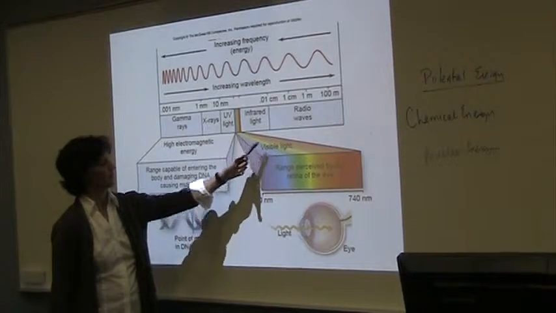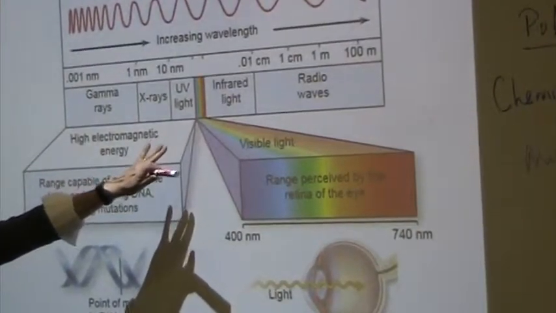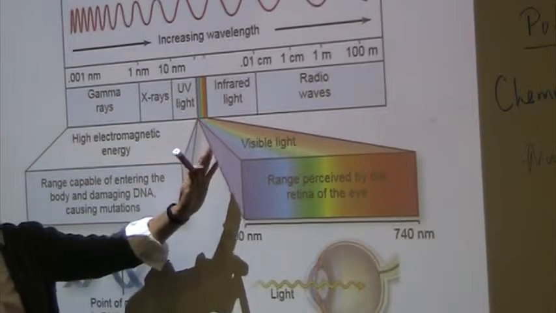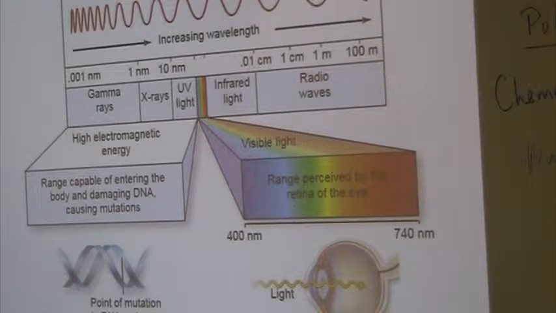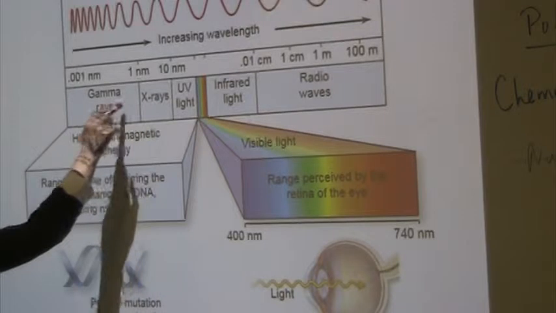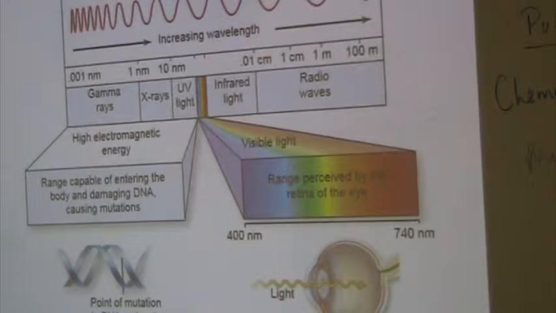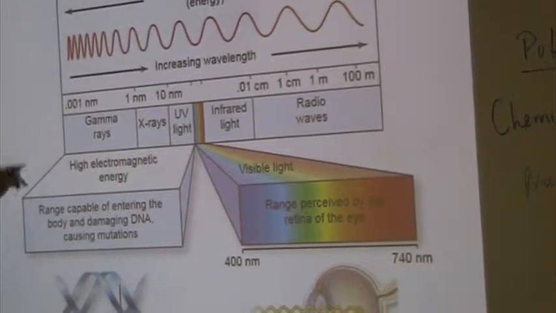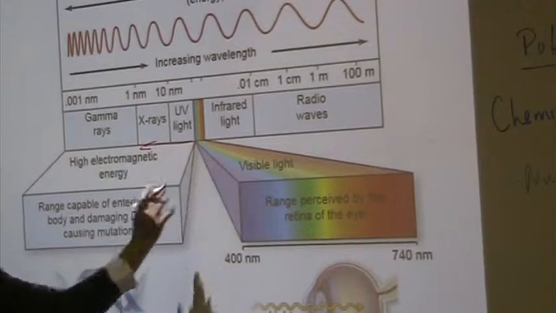Here's the visible spectrum. This is the part of the spectrum, the reason we call it that, is because our retina can actually detect those particular wavelengths, and then the brain interprets it as color, right? Purple or green or red or whatever it is. If you go to the left of that, right, ultraviolet light, X-rays, gamma rays, there's an increase in the frequency of the waves, and there's increasing energy. So anything to the left here has greater energy than visible light.